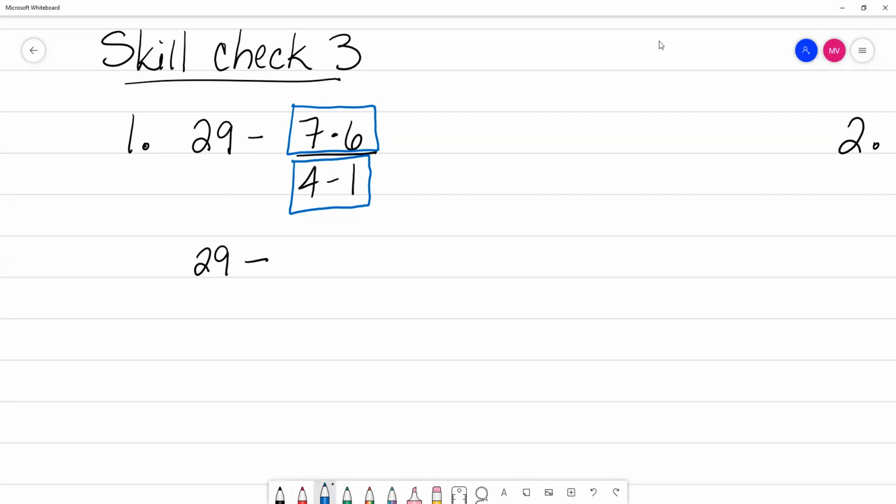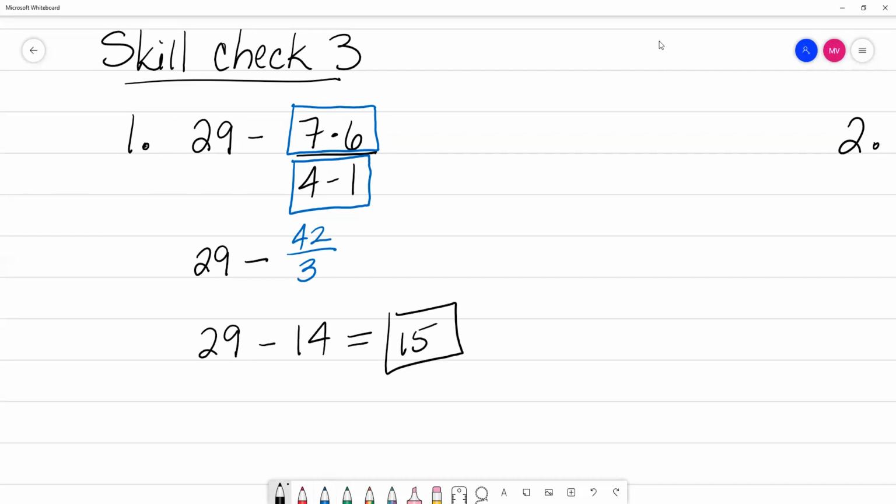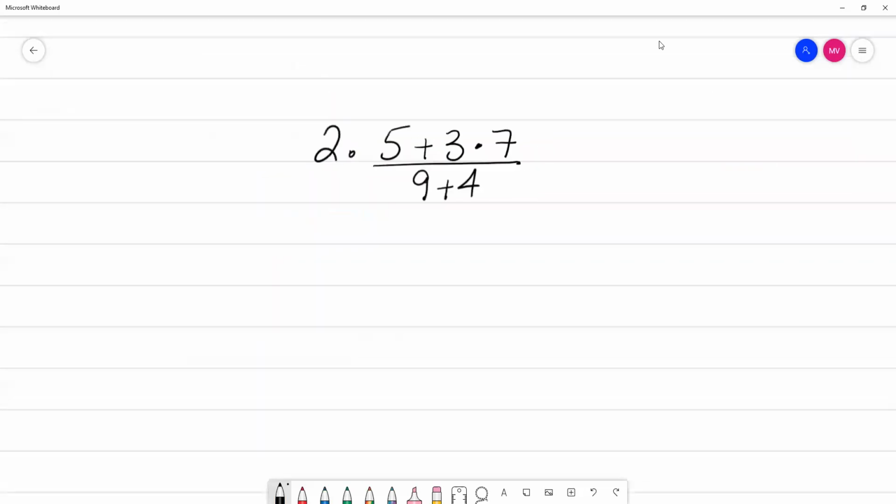What's 7 times 6? 42, and 4 minus 1. All right, and 3 goes into 42 how many times? Okay, so this becomes 29 minus 14, which gives us what? Yes. So your answer for number 1 on skill check 3 is 15.